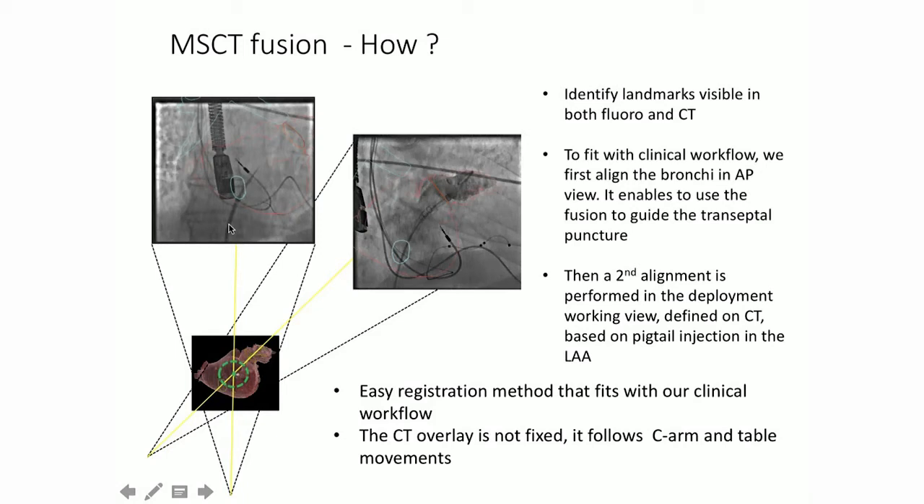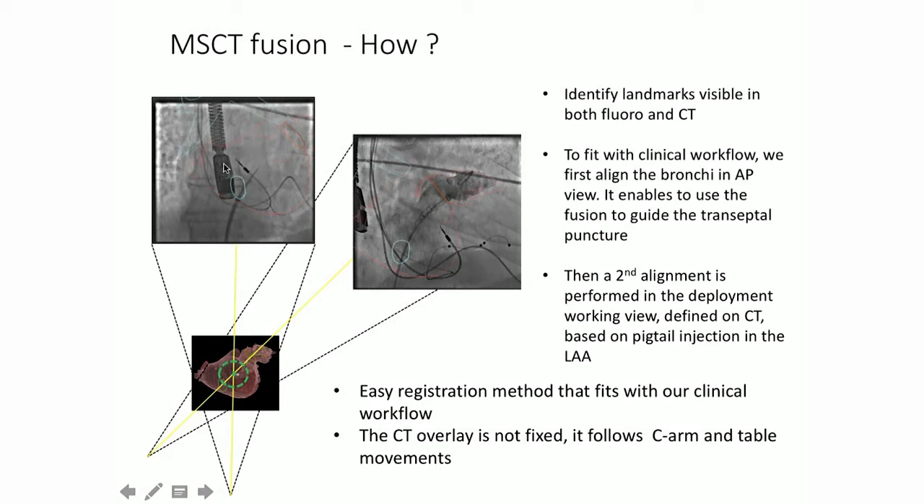First, we need to identify landmarks that are visible in both fluoro and CT. An example of this is the bronchi. To fit this with our clinical workflow, we first align the bronchi in the AP view. As you can see here, we've delineated the bronchi in blue on our MSCT, and we will align those with the bronchi that we see on fluoro.